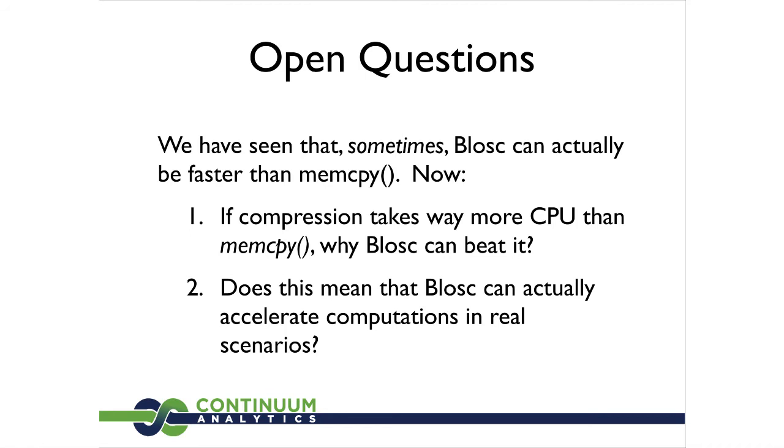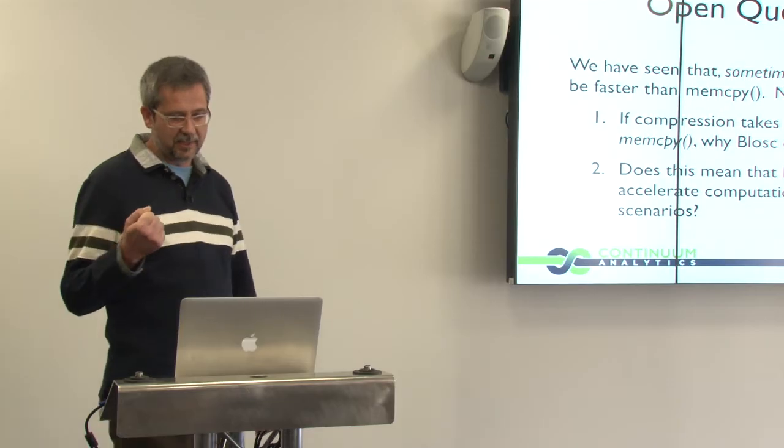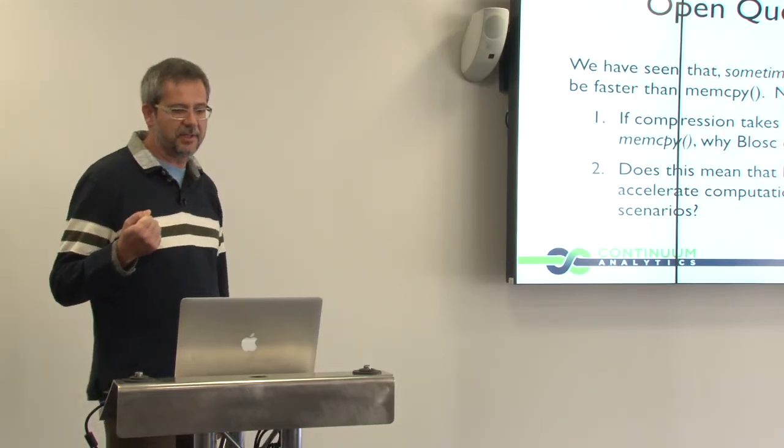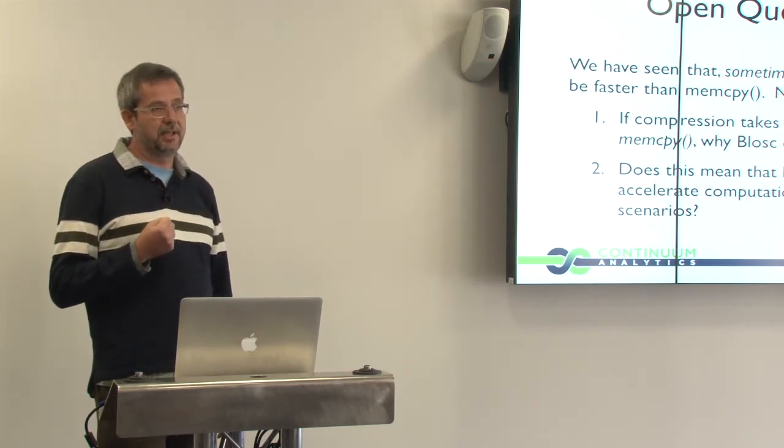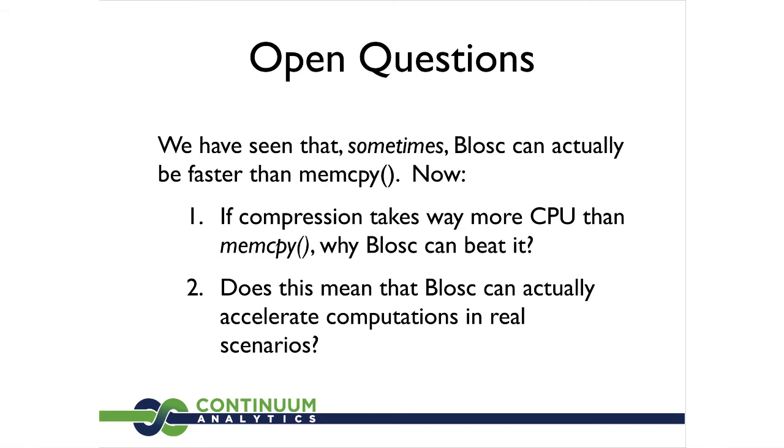So we have a couple of open questions now. The first one is, if compression takes way more CPU than memcpy, because memcpy is not stressing the CPU at all, why, if compression uses more CPU, can Blosc be faster than memcpy? This is the first question. And the second question is, this data is completely synthetic. What happens when the data is not synthetic and it's real-life data? So we need to answer these two questions.